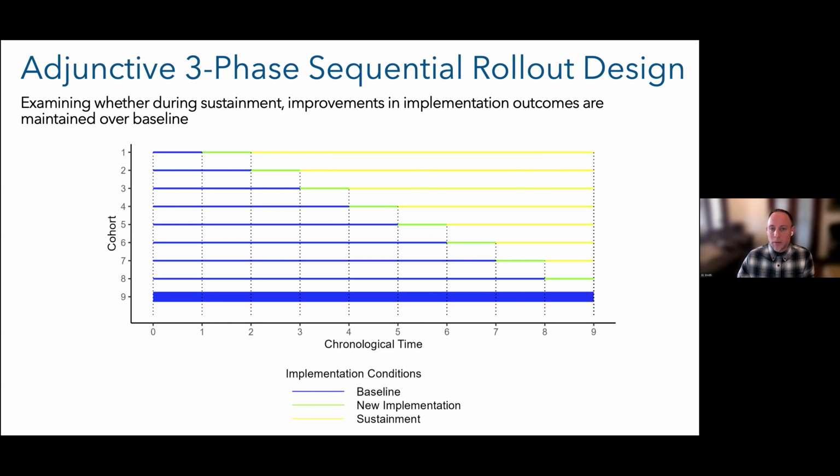A very similar type of design is what we have called an adjunctive three-phase sequential rollout design. This allows us to examine whether during the sustainment period, improvements in implementation outcomes have been maintained over baseline. This is very similar to two previous examples, one of which was the sustainment question. So you see we have the sustainment period. We also have the external control, which basically serves as our comparison to the sustainment period versus no intervention.